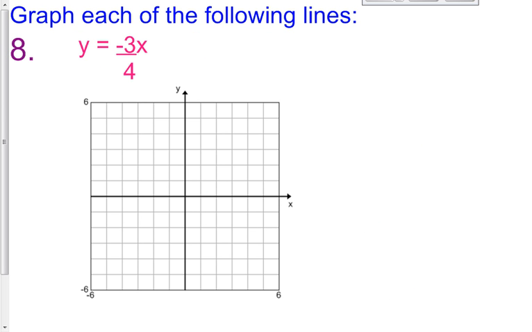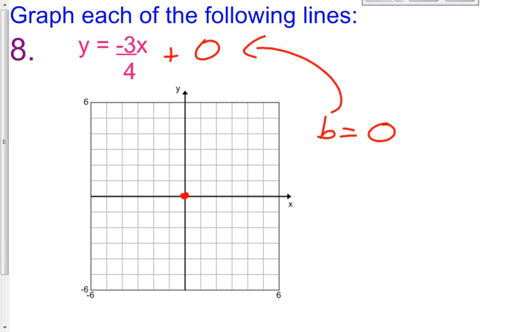Here's number 8. Number 8 is y equals a negative 3/4 x plus 0. This is in y equals mx plus b form. You don't have to have that 0 there. Obviously, the 0 isn't there. But it's good to remember that this is going to be our b. Our y-intercept is at 0. So where does it cross the y-axis at?